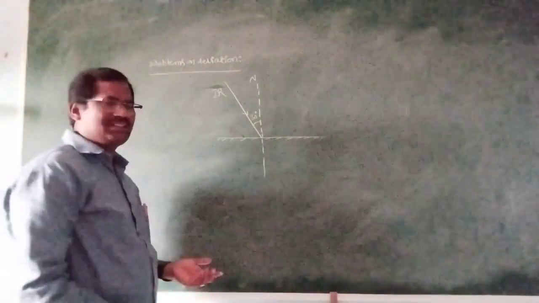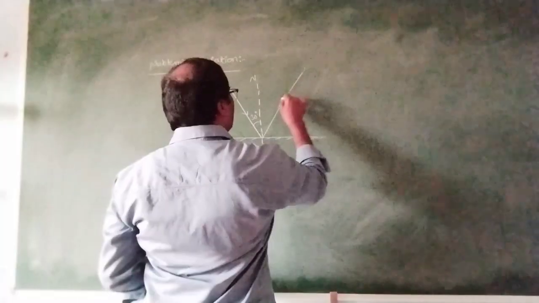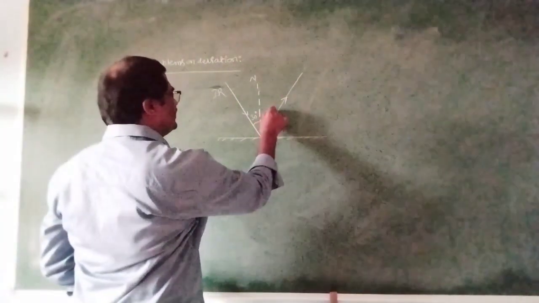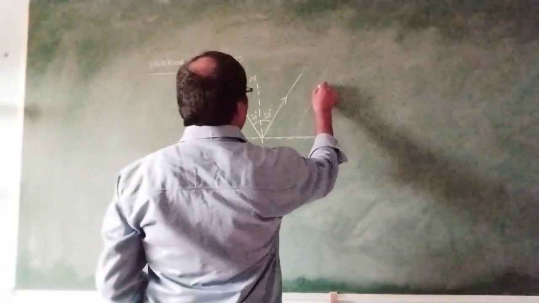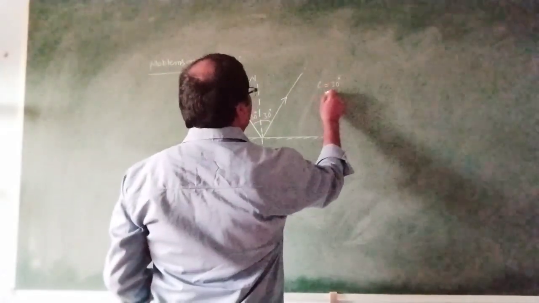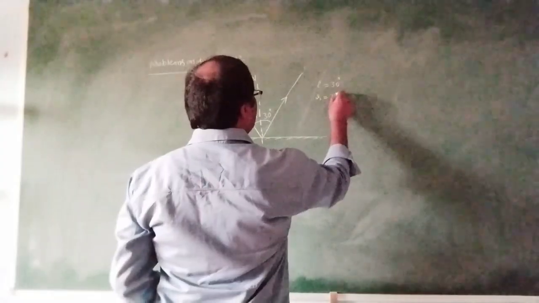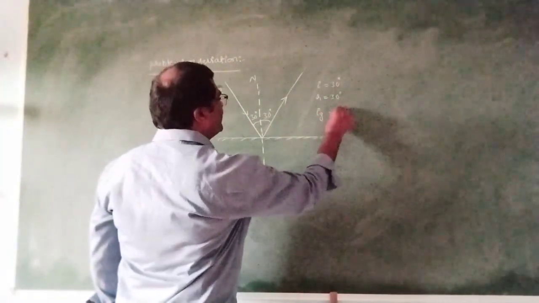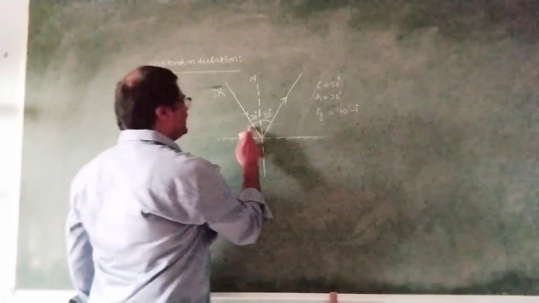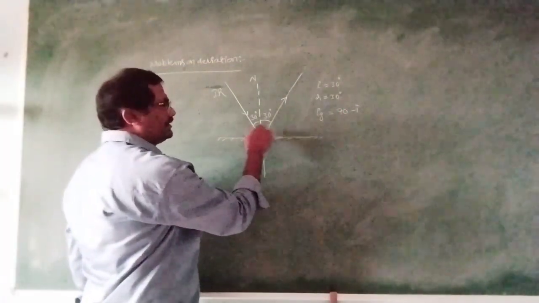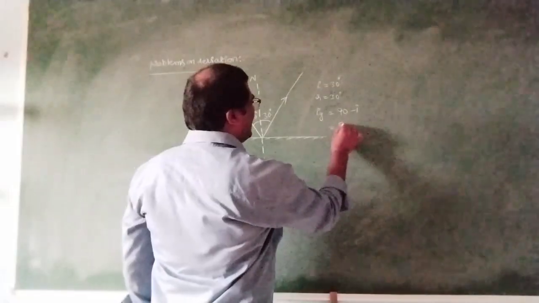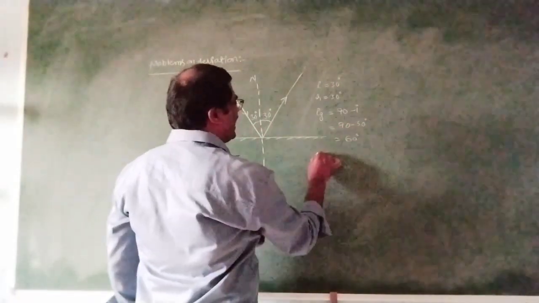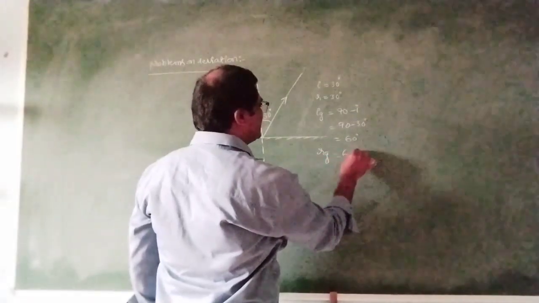From the laws of reflection, angle of reflection is also 30 degrees. Here I is equal to 30, and R is equal to 30 degrees. What about the IZ? IZ is equal to 90 minus I. 90 minus 30 degrees is equal to 60 degrees. RZ is also the same, 60 degrees.